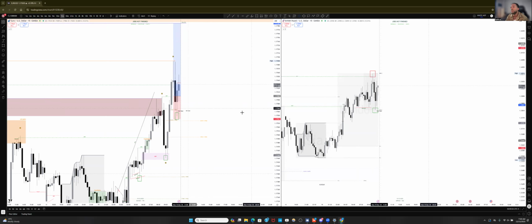So EU, 5, 4, 3, 2, 1. Okay, so it did not close a body. So I don't think we're going to continue bullish. I think price may melt for EU, unfortunately. I think this is going to be a melt.